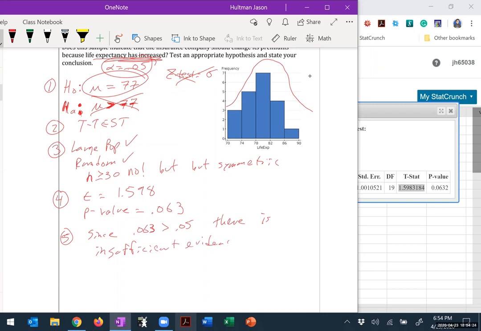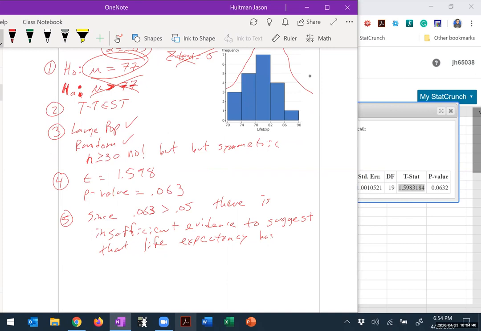So since 0.063 is greater than 0.05, there is insufficient evidence to suggest that life expectancy has increased beyond 77 years old. Boom.